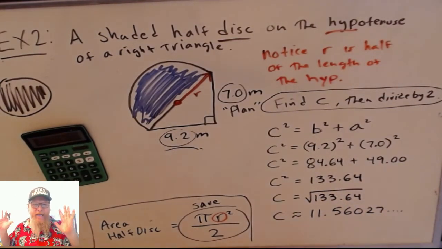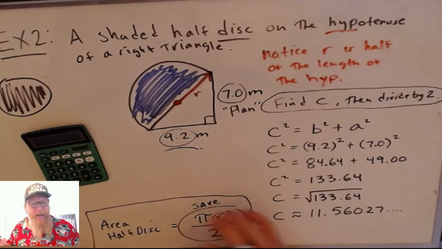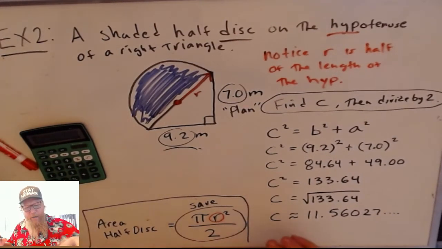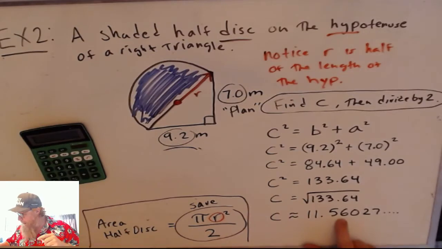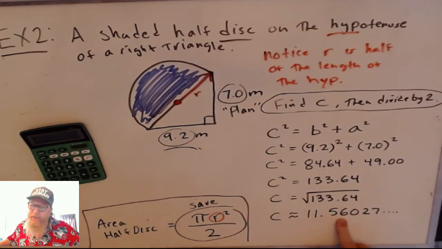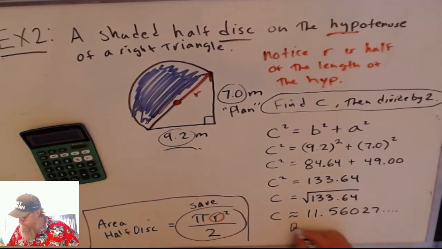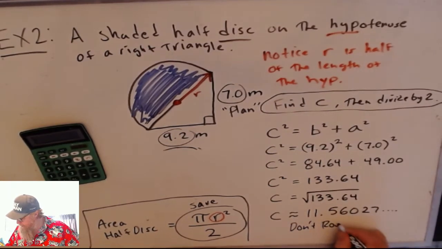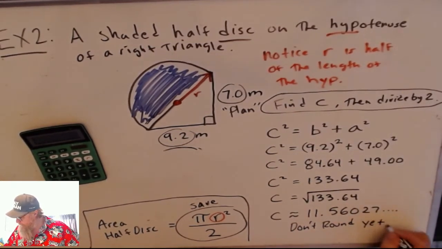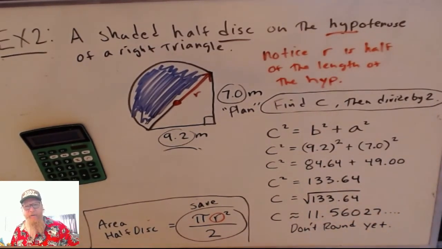Now, one piece of advice when you are rounding: don't round now. I know the instructions say to round to the nearest tenth. One of the reasons I wait until the end is that if you round now, it'll be incorrect. So don't round yet. It'll make your answer off a little bit.